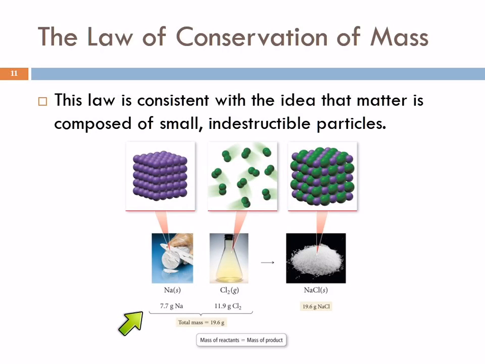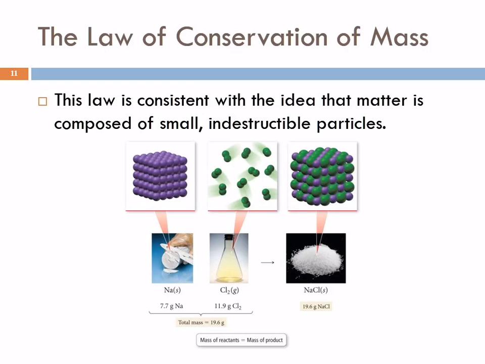And this law is consistent with the idea that matter is composed of small indestructible particles. If we combine 7.7 grams of sodium with 11.9 grams of chlorine, we end up with 19.6 grams of sodium chloride. The mass of the two things that we combined is 19.6, and the mass of the thing that we're producing is 19.6 grams. We didn't create matter. We didn't destroy matter. The mass is the same.